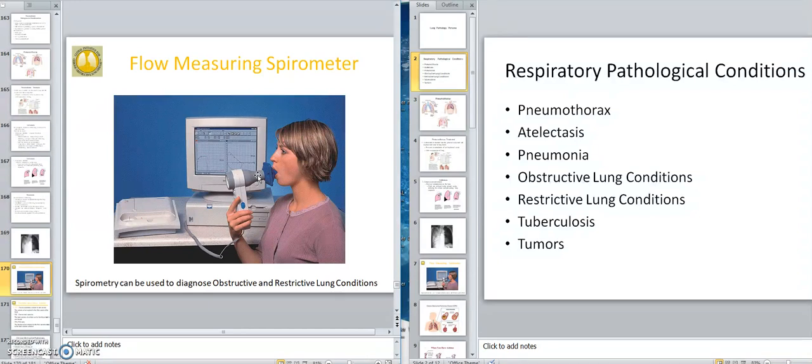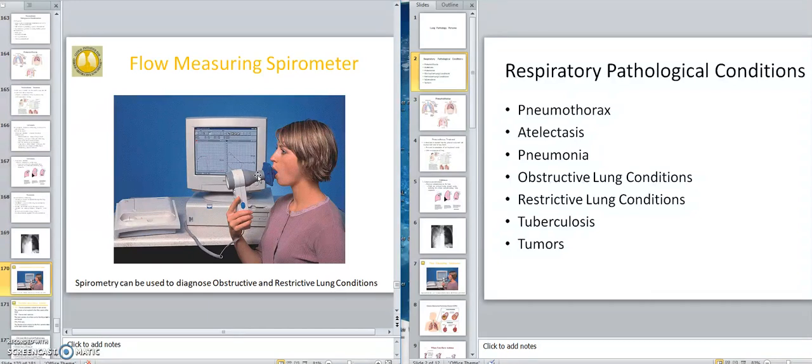Then we would ask you to do a vital capacity. Remember, vital capacity is where you'll do some real deep breaths, and then you'll take a deep breath in and blow everything out. That's your vital capacity. What did that include? That included your inspiratory reserve volume, your tidal volume, and your expiratory reserve volume. What did that leave? Your residual volume.